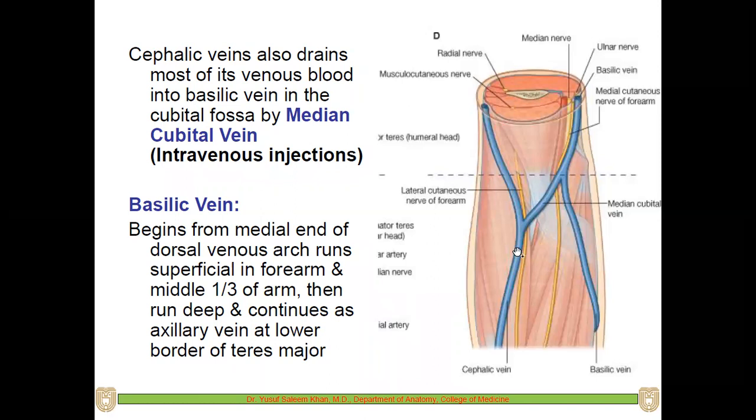So the cephalic vein will be draining its venous blood into the basilic vein by a vein called the median cubital vein. This is a very important vein because this is the site we usually use for intravenous injections, as it is the most stable vein. The superficial veins are present within the superficial fascia. They are difficult to locate, and even if you can locate them, they slip from the hand, so they easily slip.